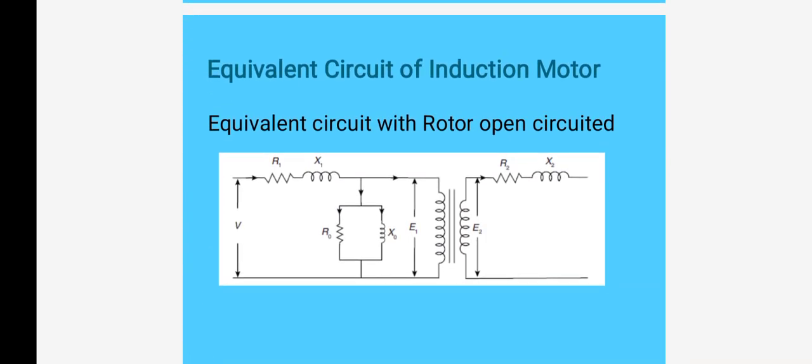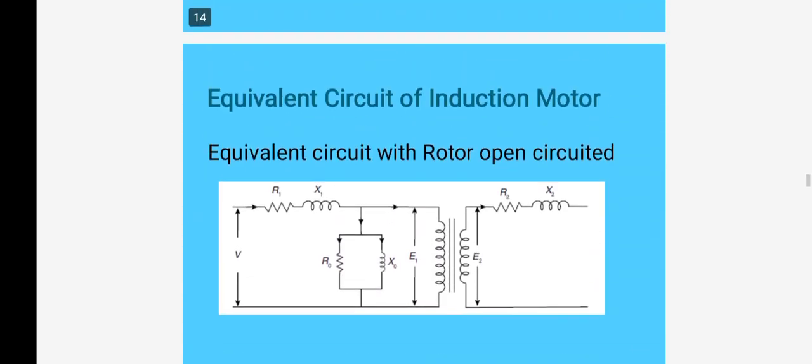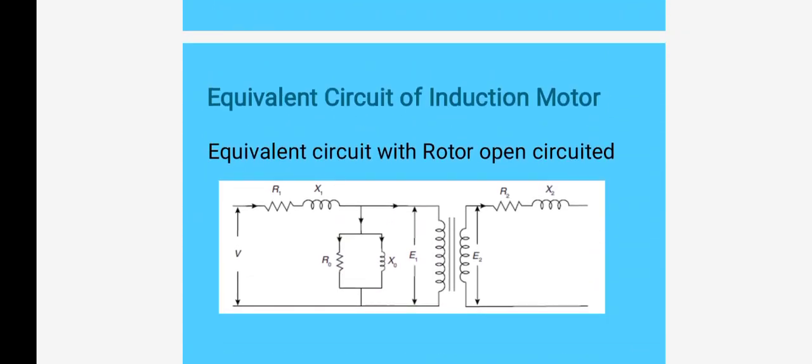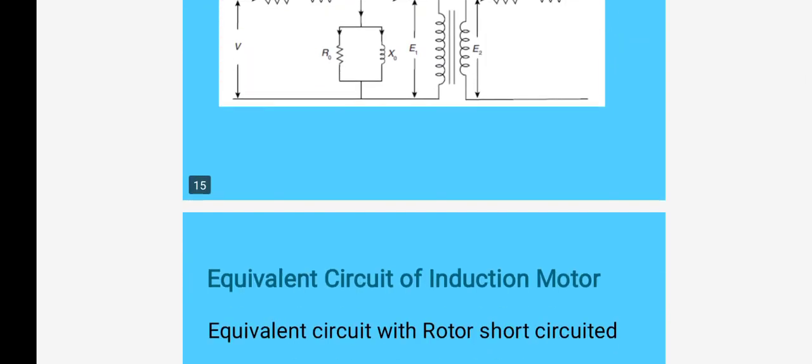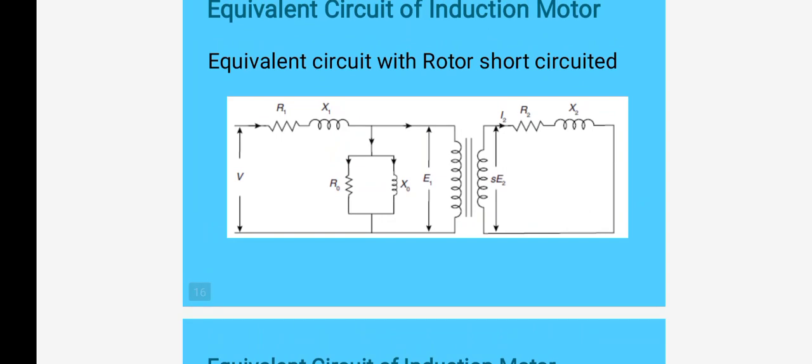Equivalent circuit of the 3-phase induction motor. This is the equivalent circuit of the open circuited 3-phase induction motor. Equivalent circuit of the short circuited induction motor. The previous one is the open circuit; the secondary, the right hand side, is open. You can see here the right hand side is short circuited.